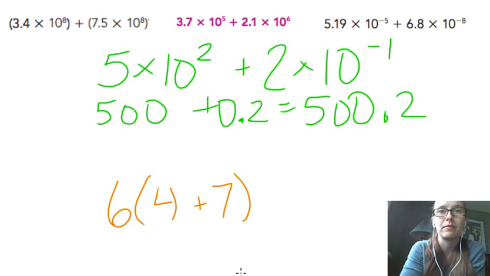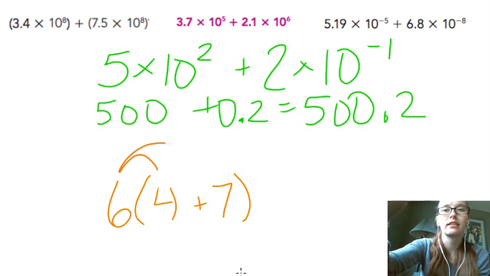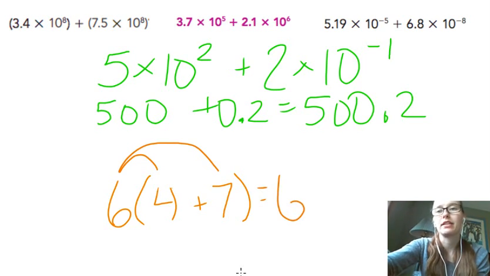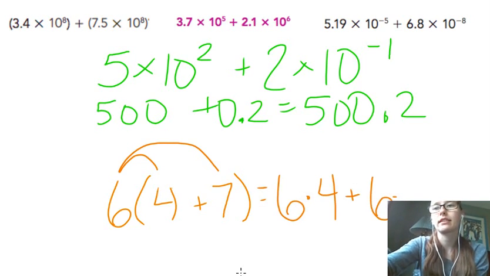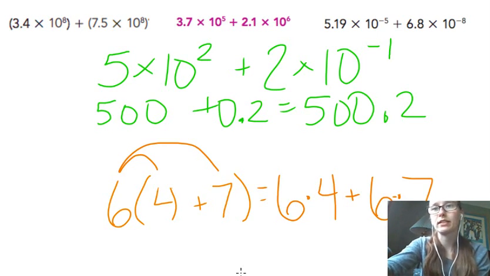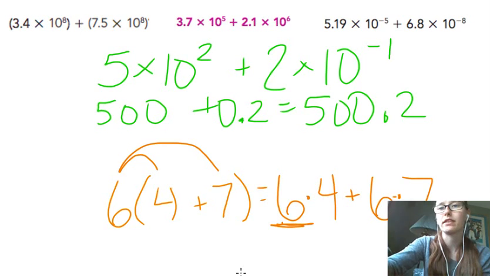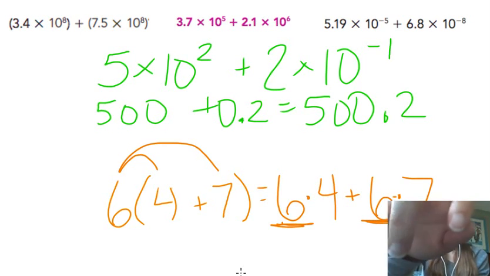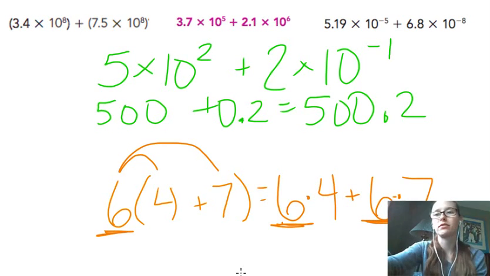So I have 6 times the sum of 4 and 7. I can distribute this 6, and it would be 6 times 4 plus 6 times 7. And I can go the opposite way. If I see 6 times 4 plus 6 times 7, I see they both have a 6. So I can factor that out, and in parentheses write 4 plus 7.